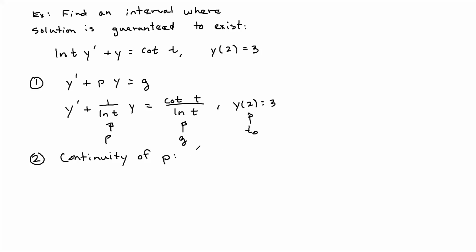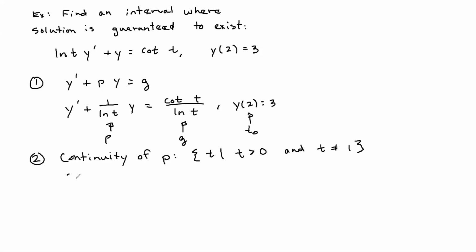Where is p continuous? Okay, so you need to think about this for a second, right? The natural log function, where is it continuous? It's only defined for values that are greater than 0. So we know that t has to be greater than 0. And then on top of that, since it's in the denominator here, it cannot be 0. If we have divide by 0, that would be undefined. And so what causes the natural log t to equal 0? It's t equals 1. So t has to be greater than 0, and t cannot equal 1.